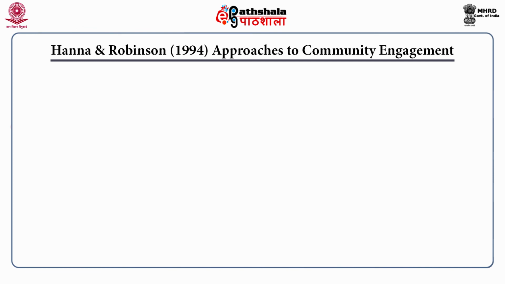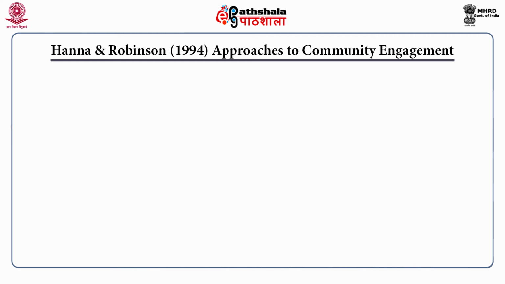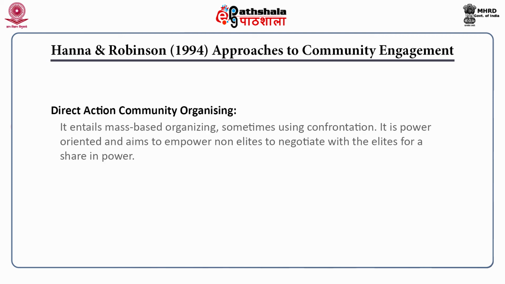Hanna and Robinson in 1994 have provided approaches to community engagement. First is traditional politics. It involves rational problem solving through negotiating with the elite where income, resources and status gaps remain. Next model, direct action community organization. It entails mass-based organizing, sometimes using confrontation. It is power oriented and aims to empower non-elites to negotiate with the elites for a share in power.